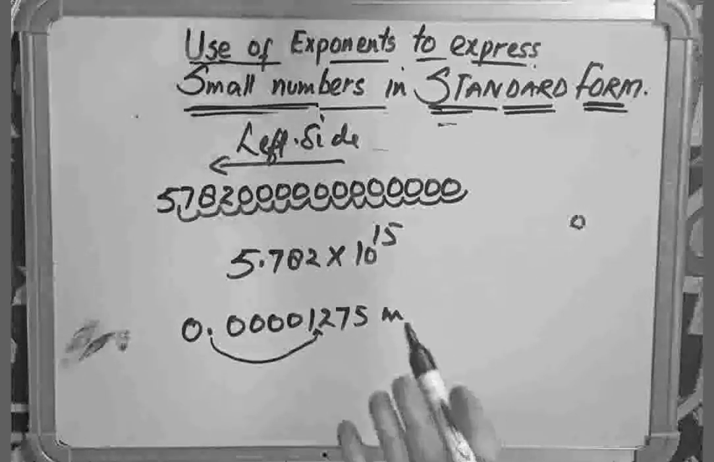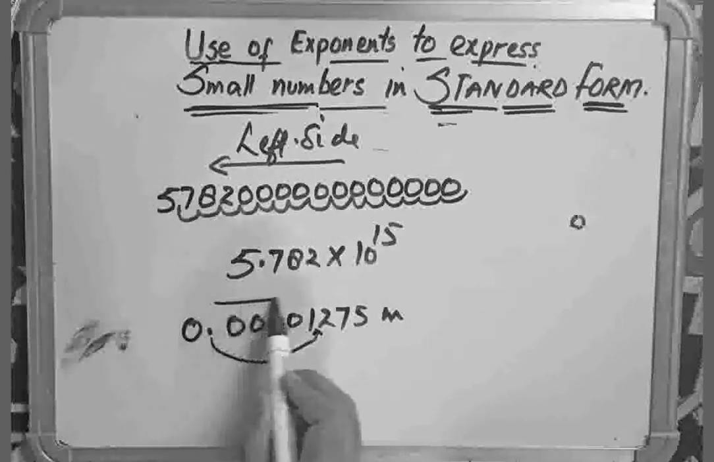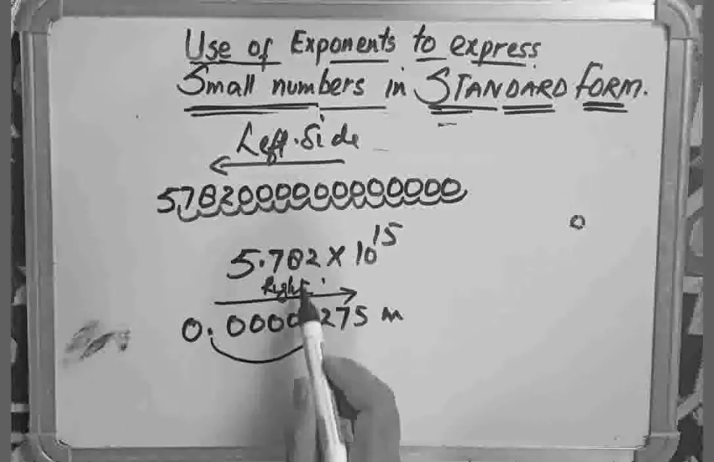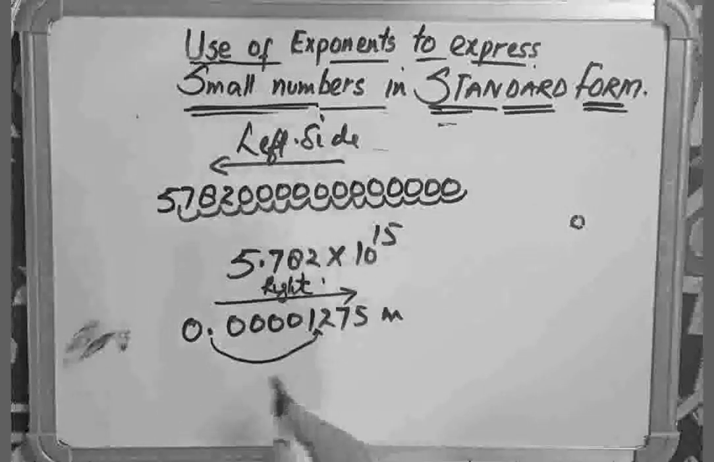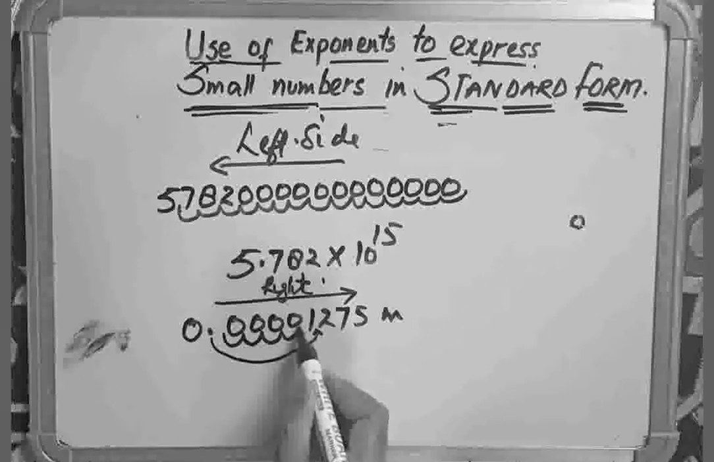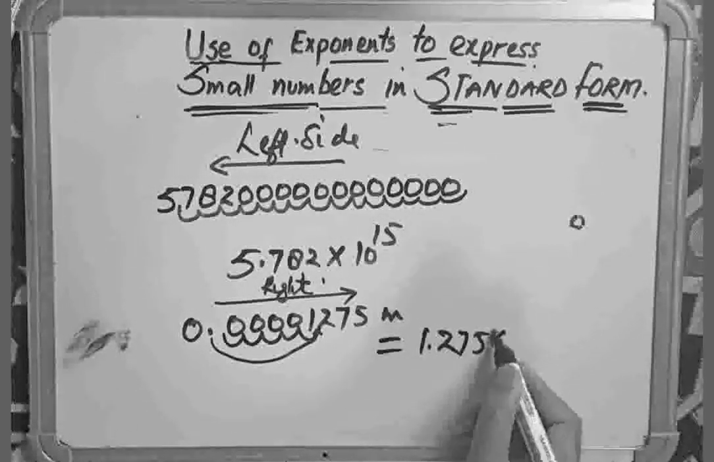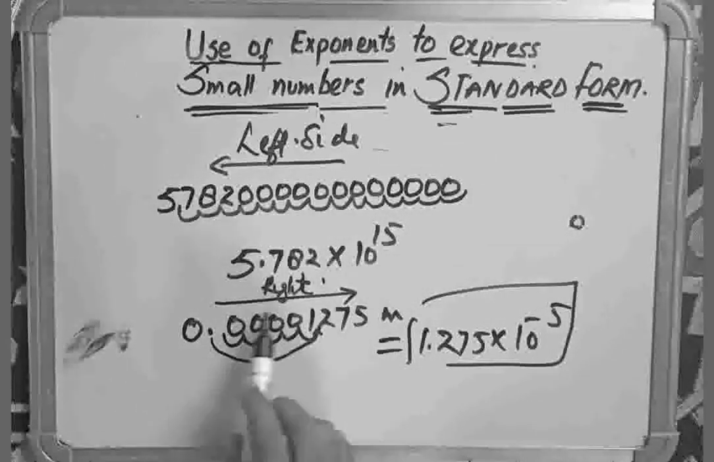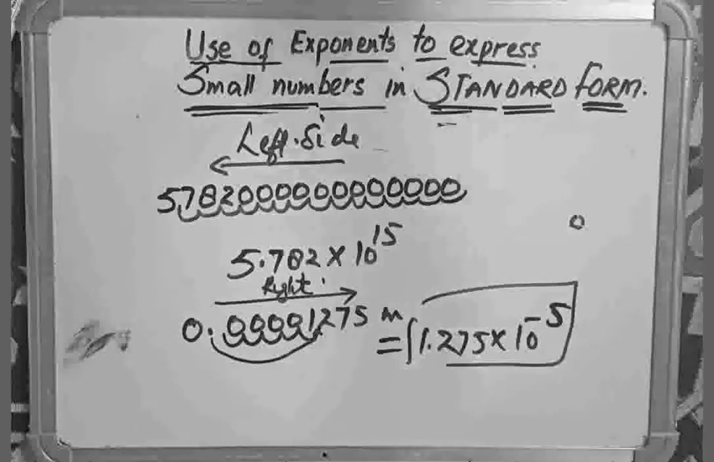When we are converting small numbers into their standard form using exponents, we are moving the decimal to the right side. When you are moving towards the right side, the exponent becomes negative. So we count 1 2 3 4 5, and it becomes 1.275 into 10 raised to power minus 5. When you are dragging towards the right side, the power becomes negative.